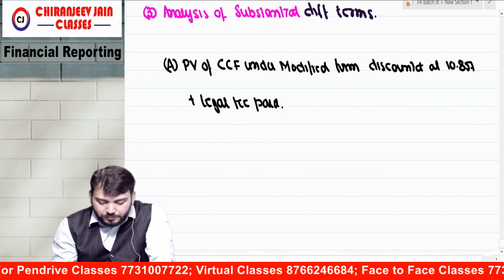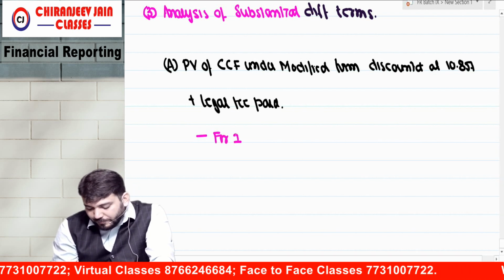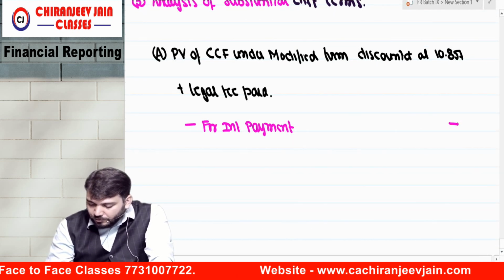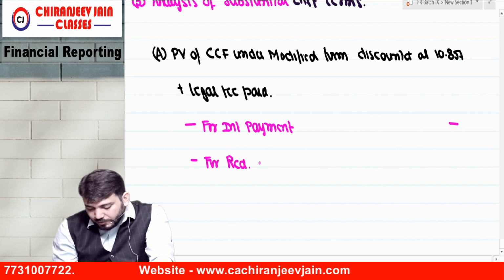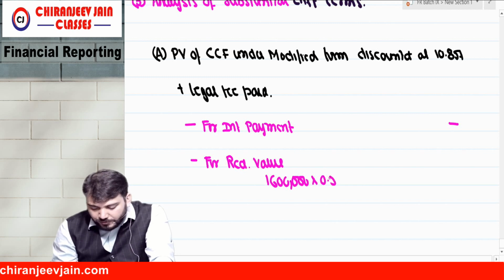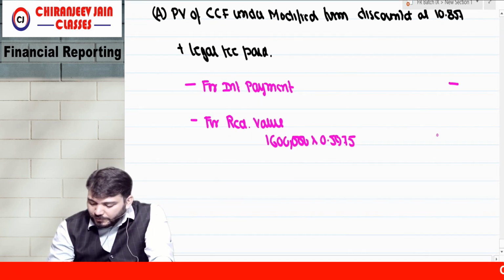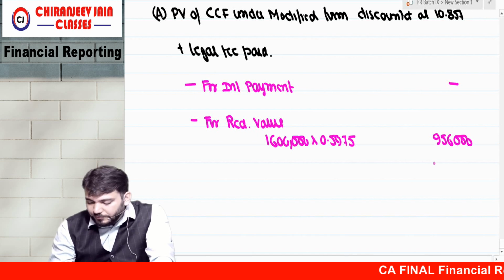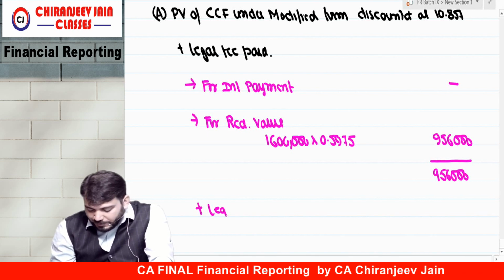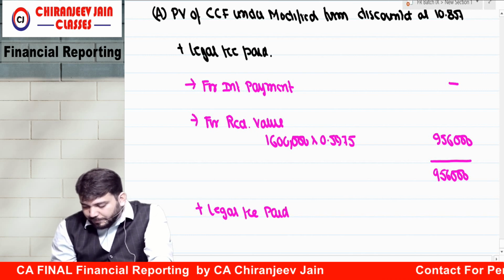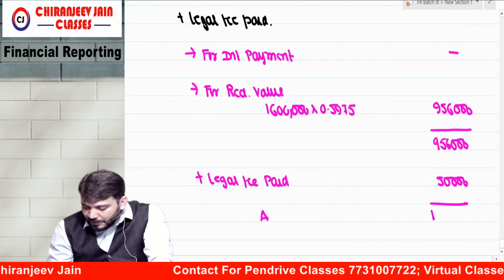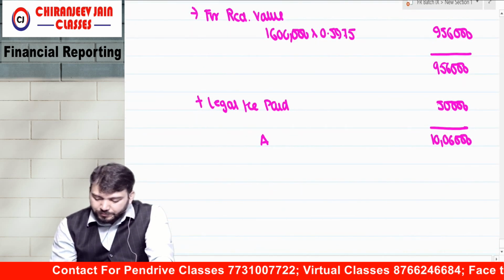Okay, so tell me, for interest payment, whether there is any interest payment under modified terms? Any interest payment? No, nil. For redemption value, what is the redemption value now? It is 16 lakh. 16 lakh multiplied by 0.5975 is equal to what? 9 lakh 56,000. So this becomes total 9 lakh 56,000 plus legal fee paid. How much legal fee paid? 50,000. Correct? So what is A? A is equal to 10 lakh 6,000.